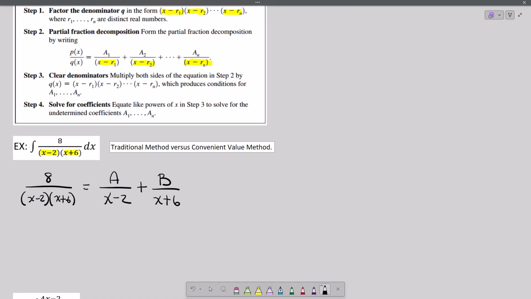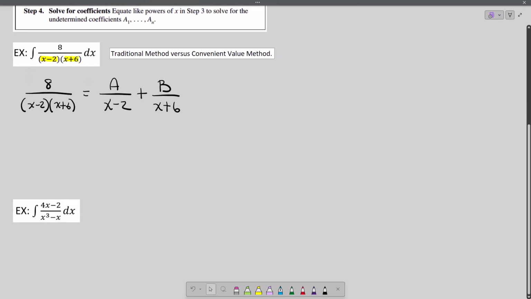That's what that says. If you have linear, distinct factors, so they're not the same, it's not a repeated factor, you put a constant over each of those factors. That's it. And now we have to solve for a and b using algebra. So that is the partial fraction decomposition of that fraction. It's going to turn into a constant over x minus 2 plus a constant over x plus 6. So now we go back to algebra. How do we solve that?